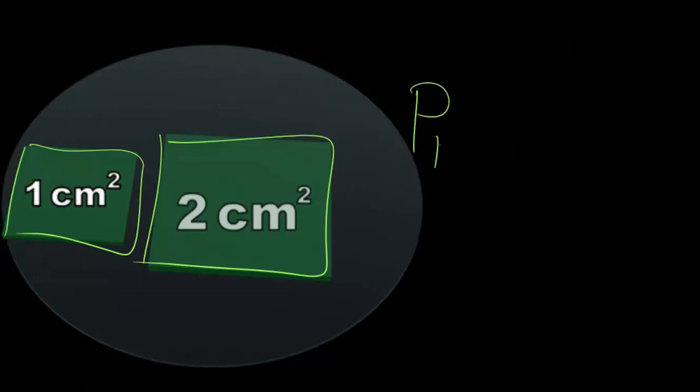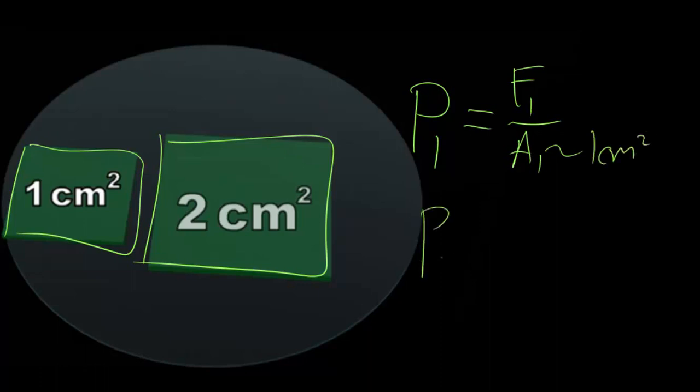we can write P1, which is the pressure on the smaller square, is equal to F1, which is the average force from all the particles bouncing off the smaller square, divided by A1, the area of the smaller square, which we know is just 1 centimeter squared.